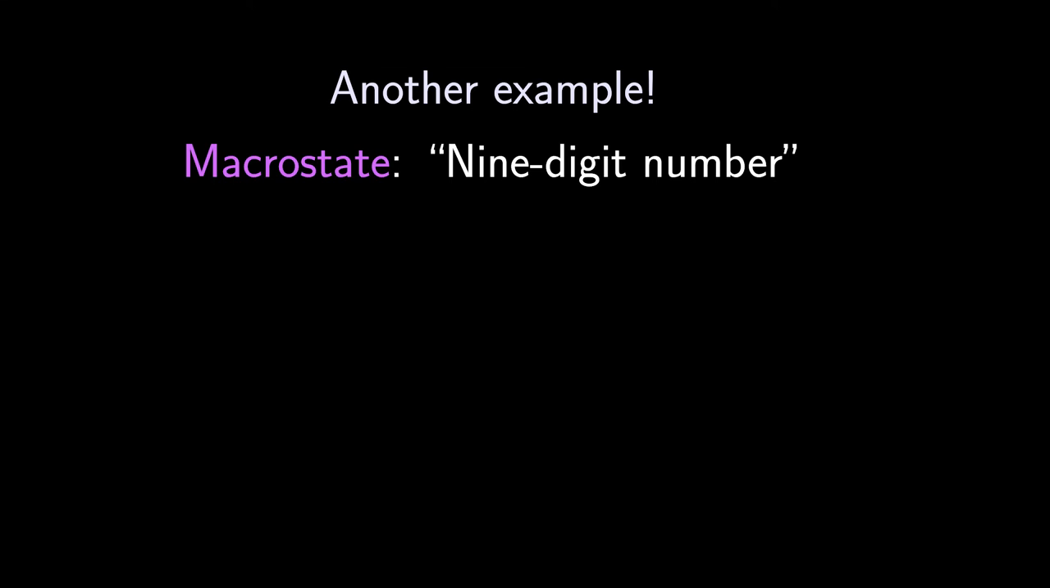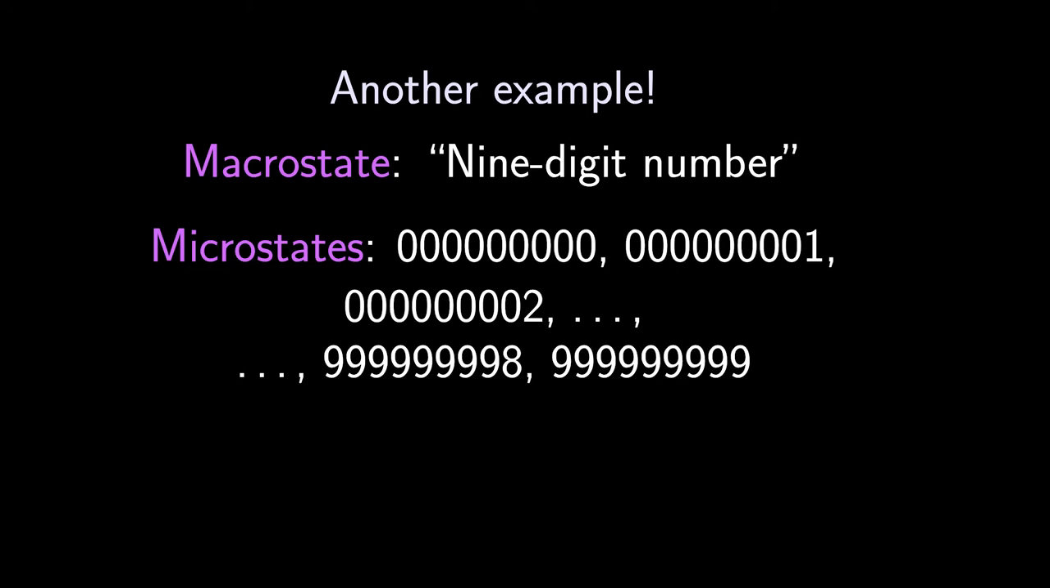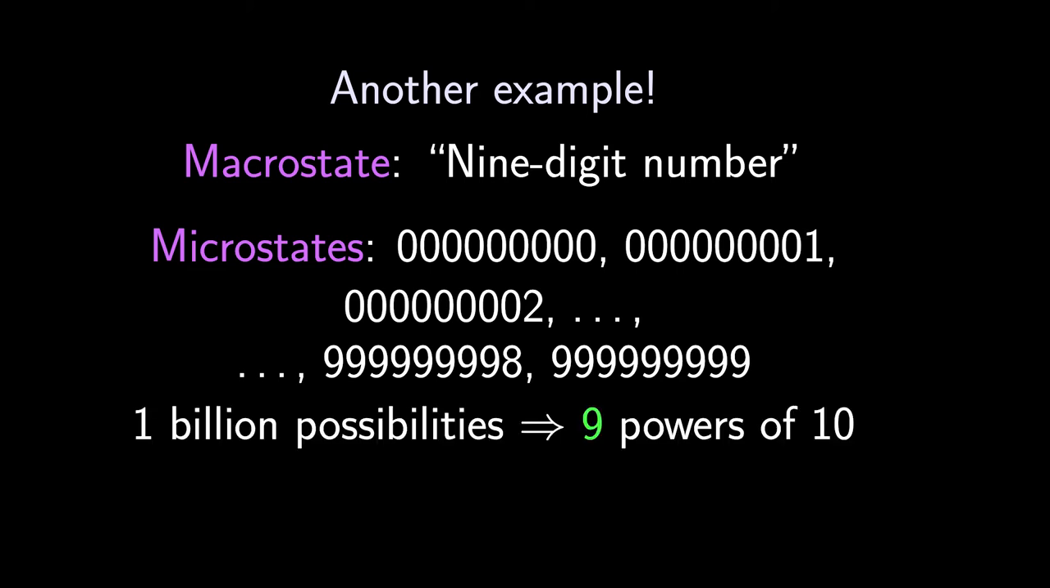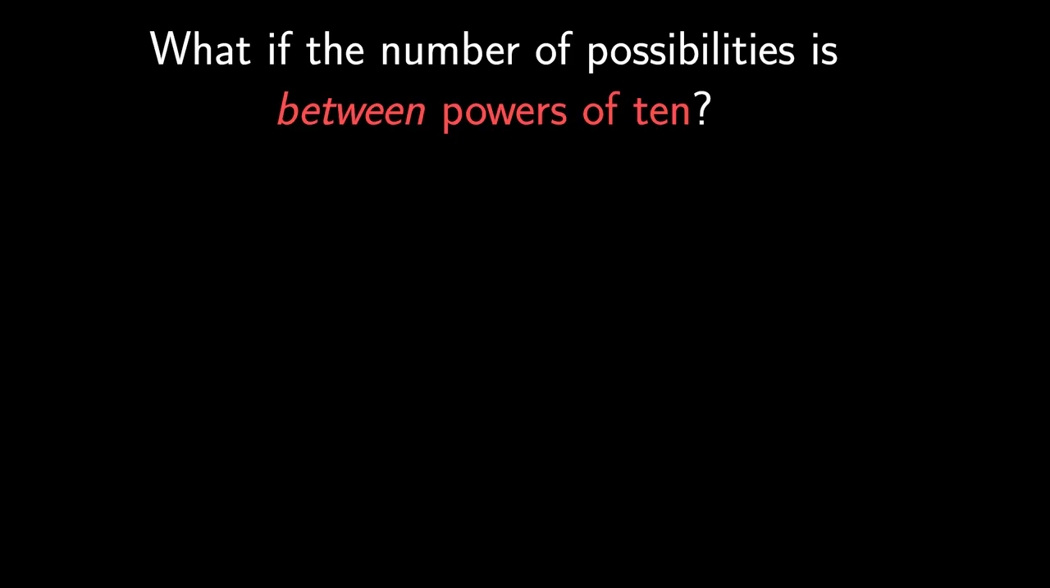All right, let's do another example. Suppose I'm thinking of a 9-digit number. Okay, there are a lot of microstates. Here are a few of them. And if you continue this list for a long time, you'll eventually end up here. There are actually 1 billion possibilities here. That's 9 powers of 10, so the entropy of this macrostate is 9. See, again, entropy keeps these big numbers manageable. Okay? So entropy is just counting possibilities.